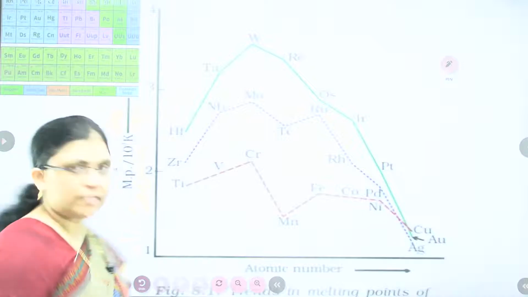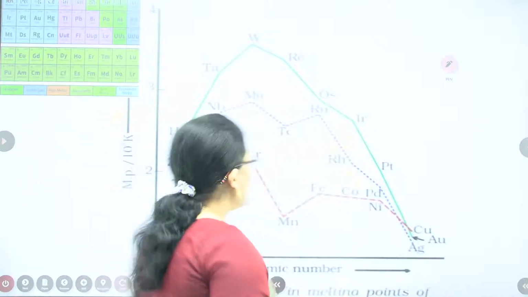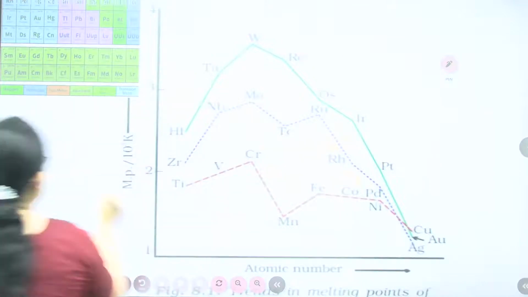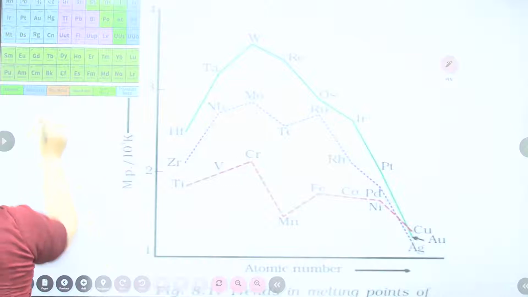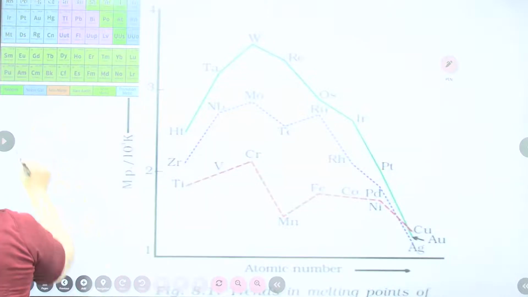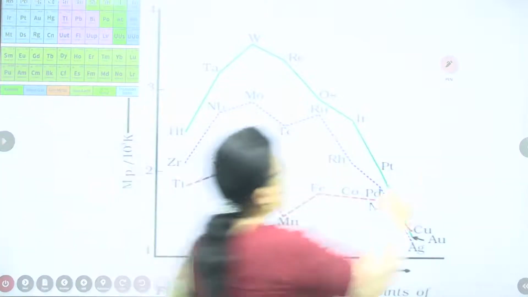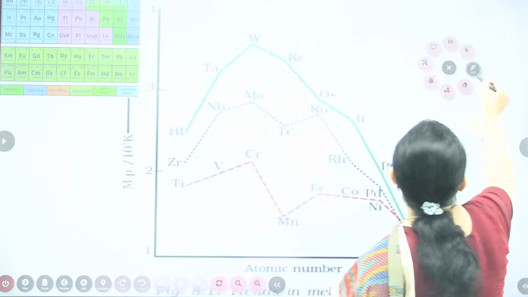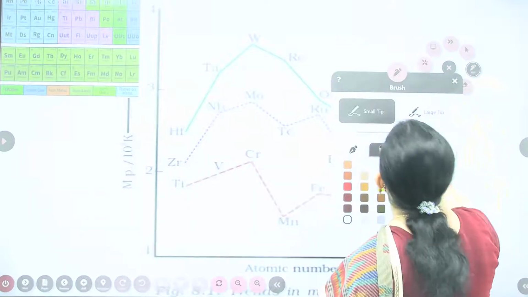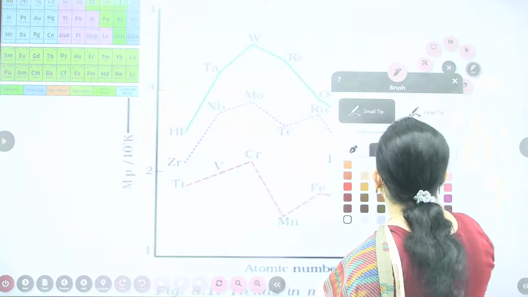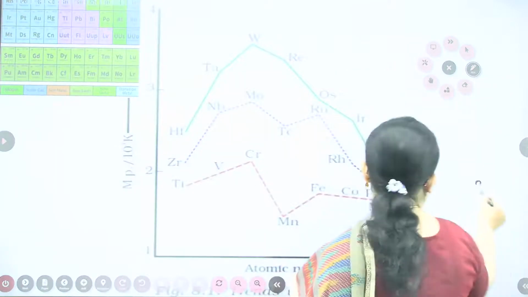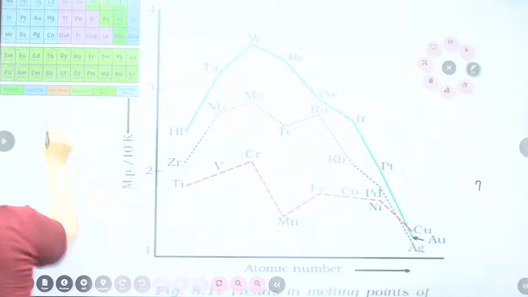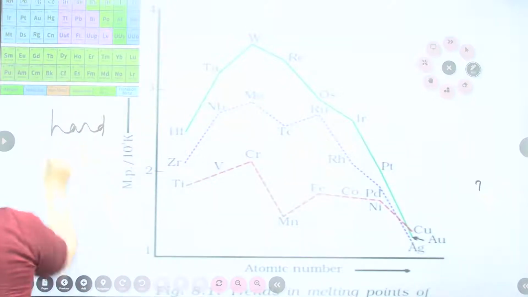when we are dealing with their characters, the D block elements are related with the characters or the properties. With respect to the properties, they are hard and brittle. Okay, they are hard and brittle. I'll write here, they are hard and brittle.